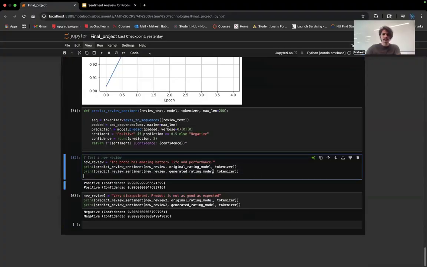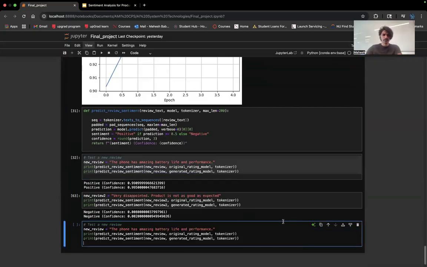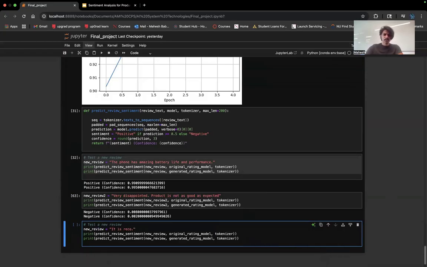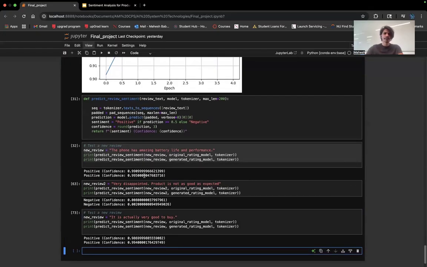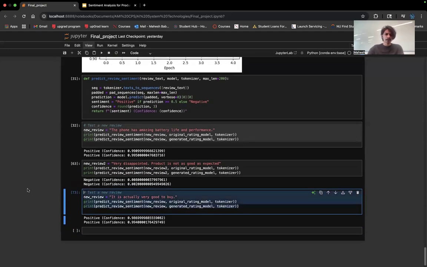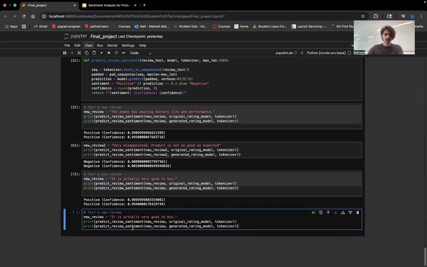So here I can create a new one. This is the phone I am using, with battery and life experience. For this review also, it is very good to buy. It gives a positive. So again, I'll go with the negative also.